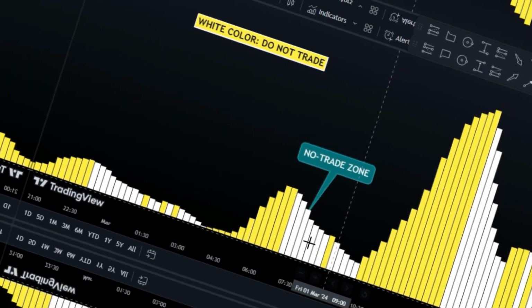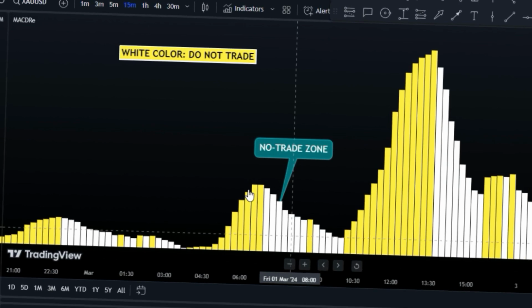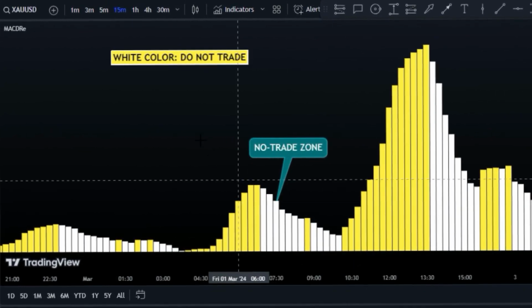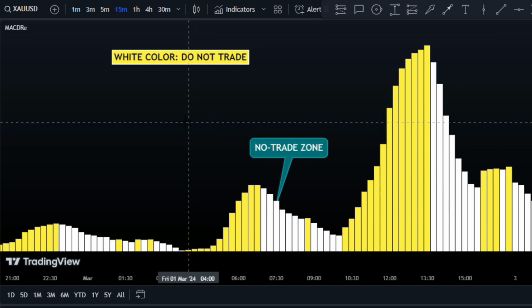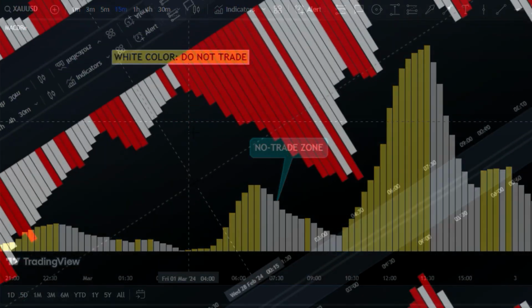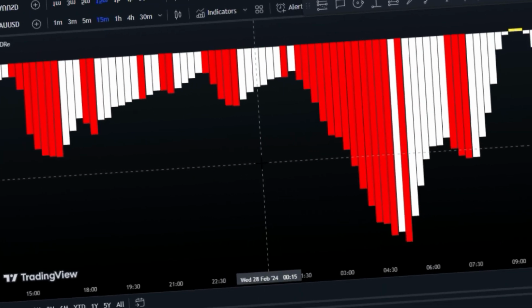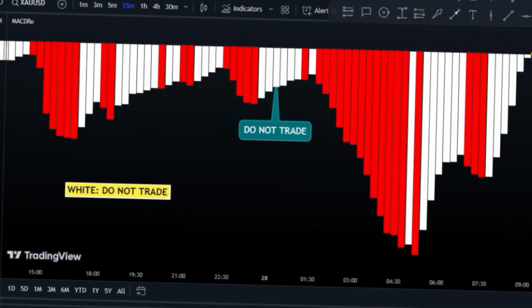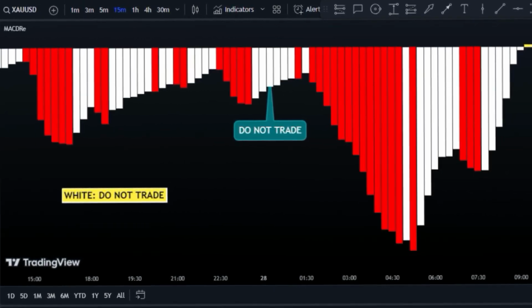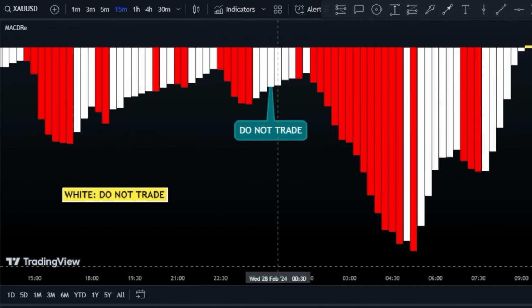Let's not forget the white histogram. When the MACD Reloaded histogram is white, it suggests that the market is in a neutral state with no clear trend or momentum. In this situation, it's generally wise to stay patient and wait for a more definitive signal before entering a trade. Remember, sometimes the best move is not to trade at all and let the market show its hand before making a decision.